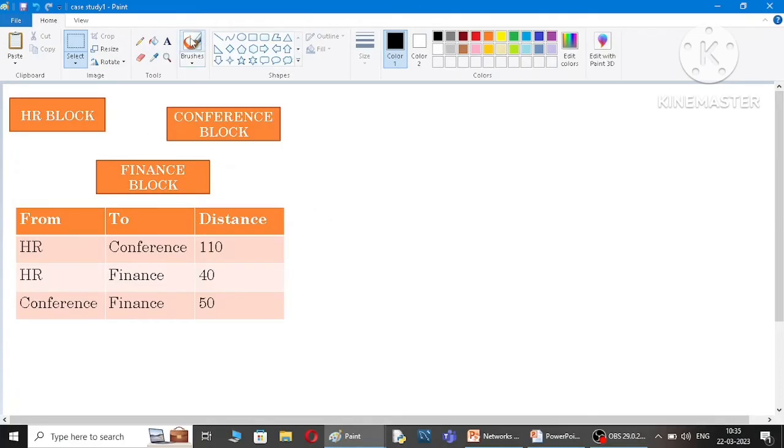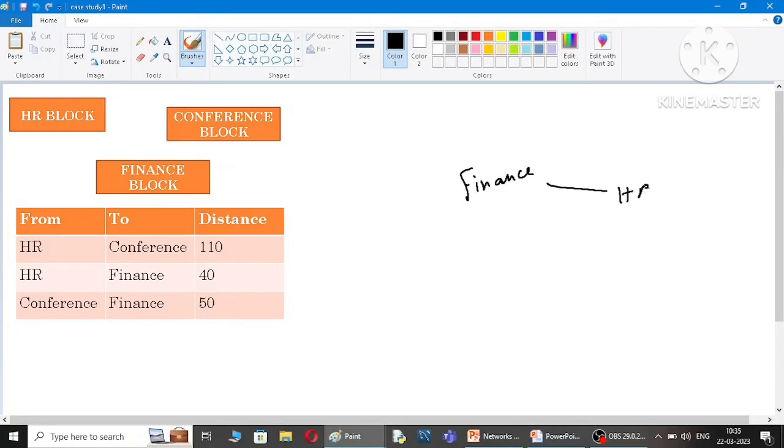HR block, conference block, finance block. There are only 3 blocks, which means you should draw only 2 lines. So what are the 2 lines? This is very easy because you have to draw only 2 lines. So choose the 2 possible small lines, and the connecting block is finance. So put finance in the middle.